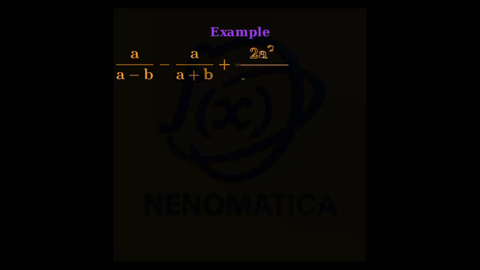In this example, we will simplify a rational expression step by step using factoring, common denominators, and cancellation. Then we will combine all terms over a shared denominator and reduce the result carefully. First, we notice the denominators. The most complicated one is a to the fourth minus b to the fourth, which factors as a minus b times a plus b times a squared plus b squared.